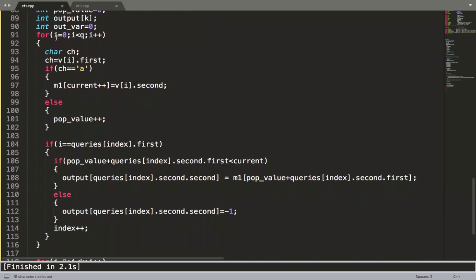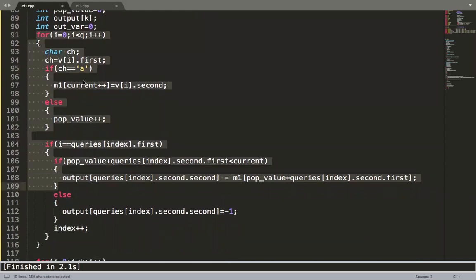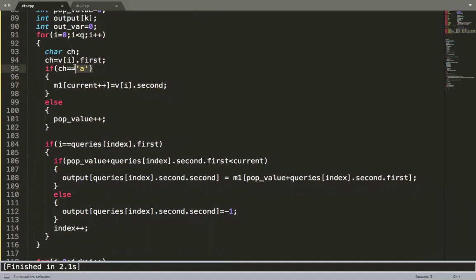Now we are going to iterate over the queries. So char is equal to v of i dot first. If it is equal to append, then I'm going to directly append it into the map: m1 of current plus plus equals v of i dot second. I am having current plus plus so that if I come a second time, it is going to update index 1 instead of 0.